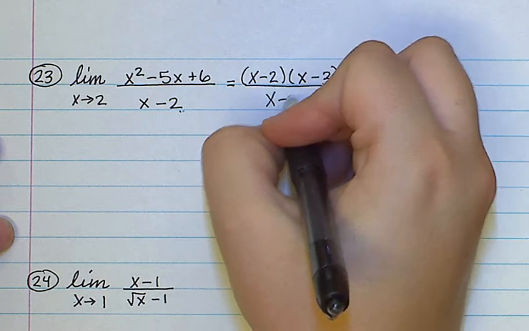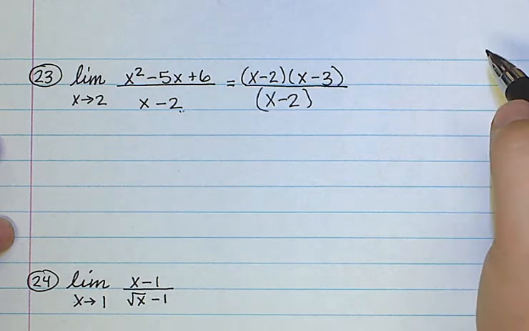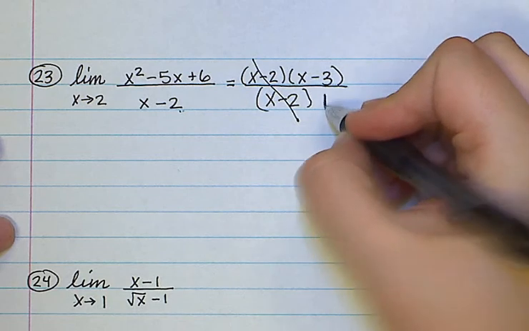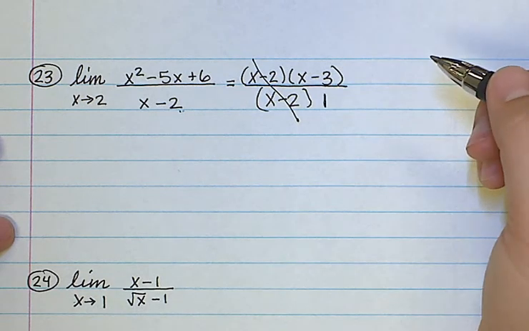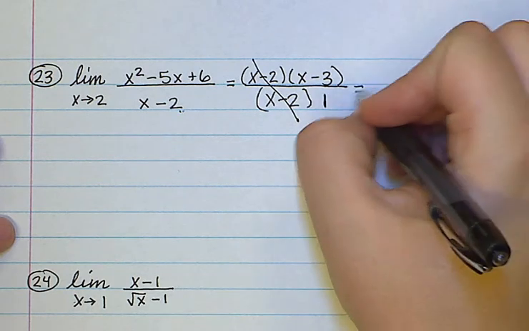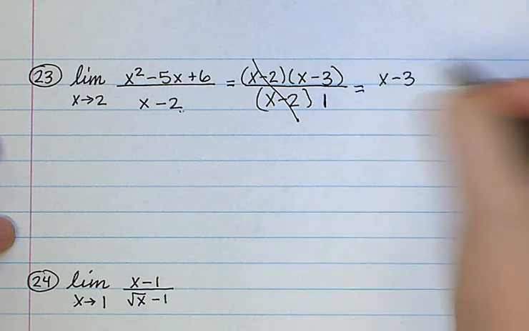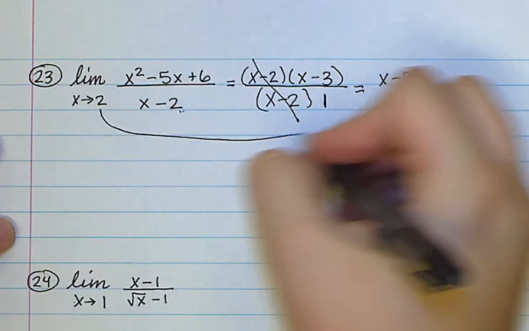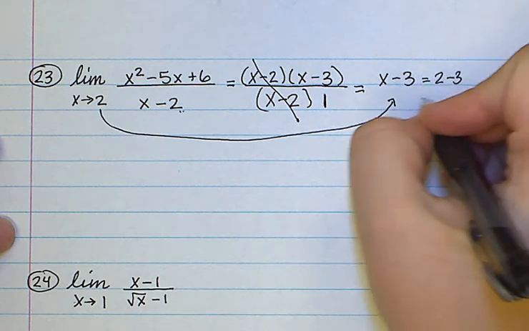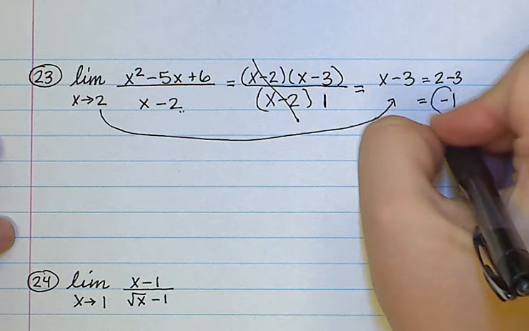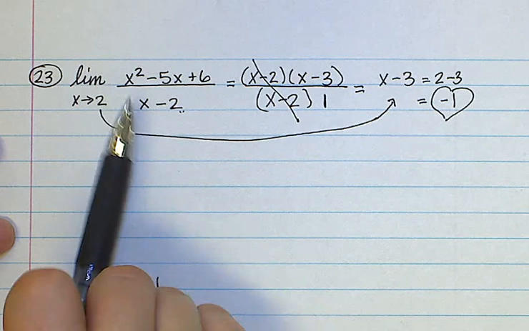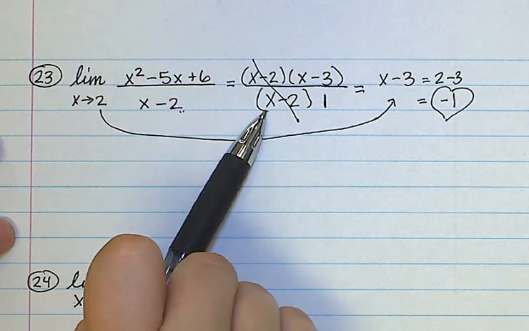over x minus 2. The x minus 2 will cancel. I can put a 1 in the denominator, but I don't really need that because dividing by 1 doesn't change the value of my expression. So I just have x minus 3. In this case, we wanted x to equal 2, so I have 2 minus 3 equals negative 1 is my solution. So first I factored, then I canceled, then I evaluated.